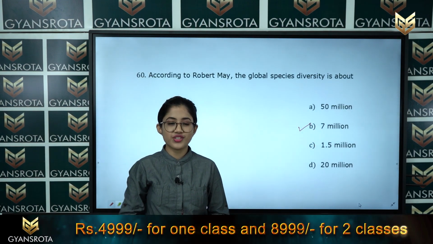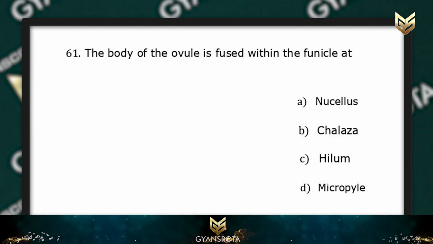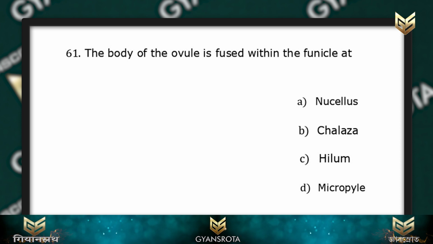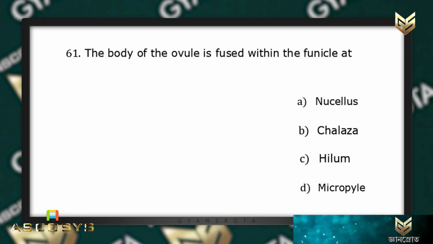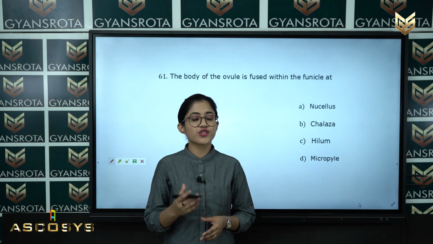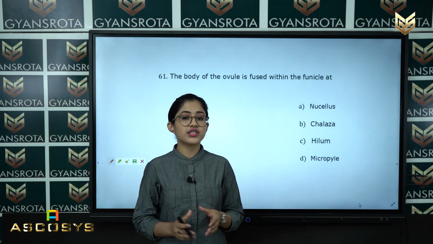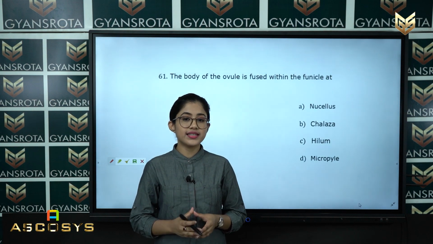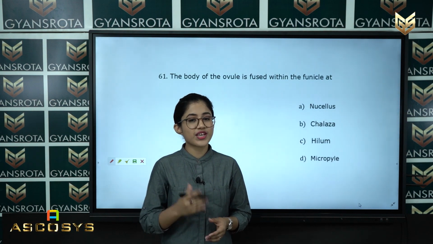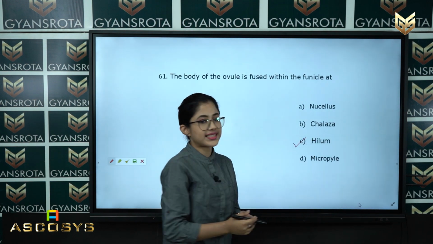Now let's move on to the next question, that is question number 61. The body of the ovule is fused with the funicle at option number A nucellus, option number B chalaza, option number C hilum and option number D micropyle. Student, this is a very easy question, right? So the body of the ovule is fused with the funicle at the hilum. So among these following 4 options, option number C hilum is the correct answer.